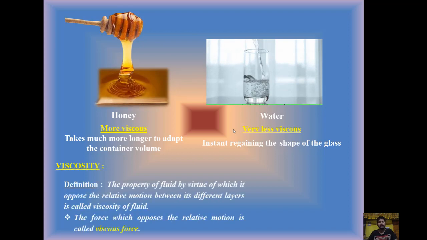The property of a fluid by virtue of which it opposes the relative motion between its different layers is called the viscosity of the fluid. And the force which opposes that relative motion is called the viscous force.